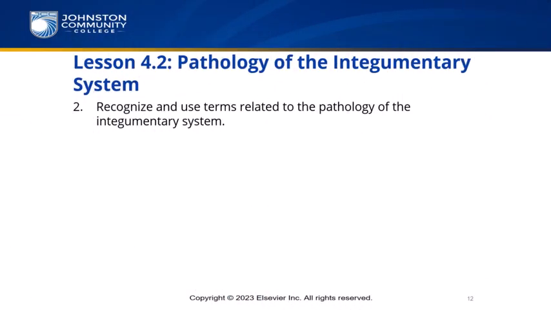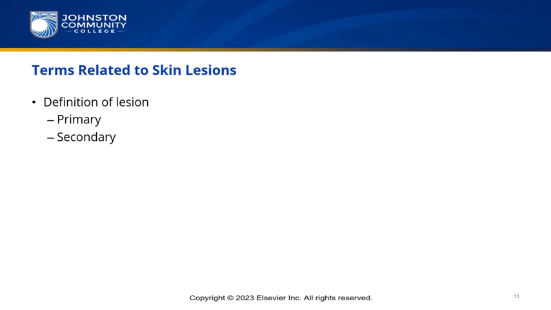Lesson 4.2, Pathology of the Integumentary System. We will recognize and use terms related to the pathology of the integumentary system. Terms related to skin lesions. A lesion is any visible, localized abnormality of the skin. Primary skin lesions are ones that initially occur as the result of a trauma or disease. Secondary lesions are those that have evolved from their primary form.